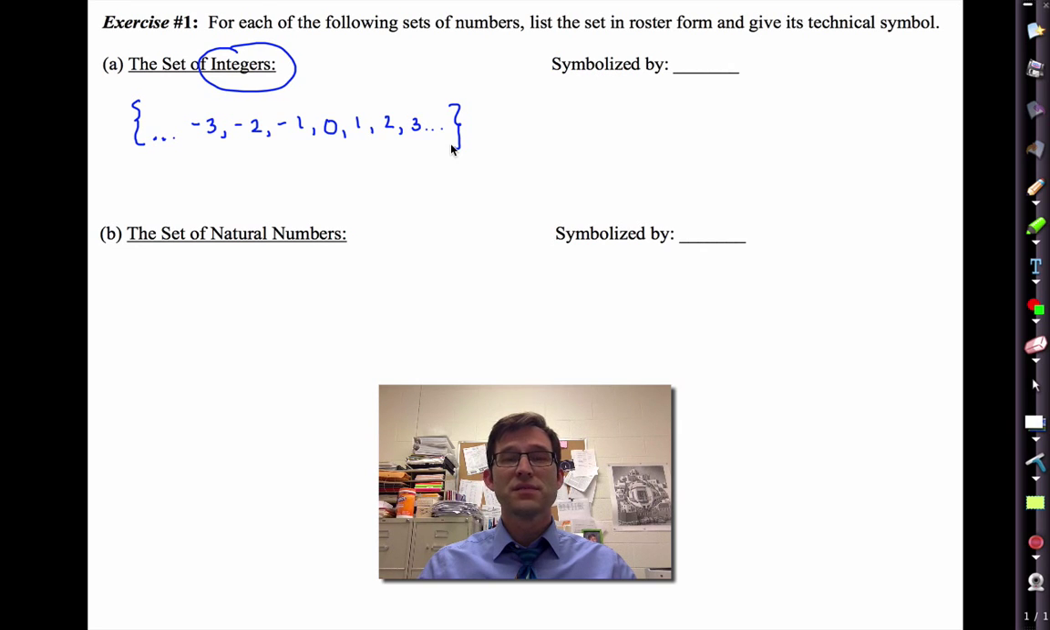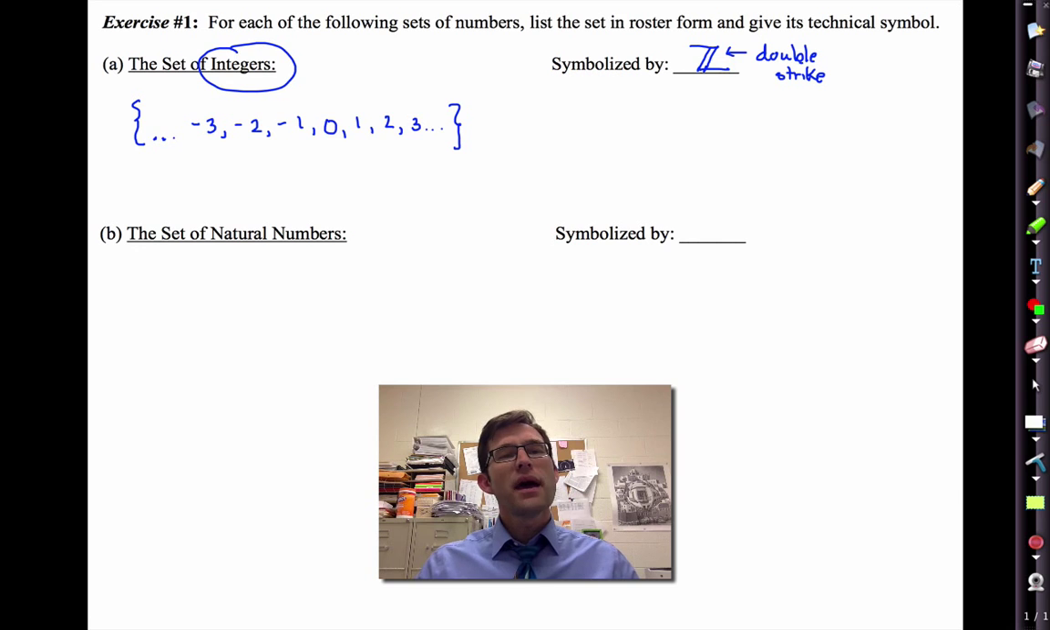In higher level math, it's important to know the technical symbols that mathematicians and engineers and others use for these common number subsets. Strangely enough, for the set of integers, we have a symbol that looks like a capital Z, but with a double strike through. You don't need to know that term, but you do need to know the symbol.